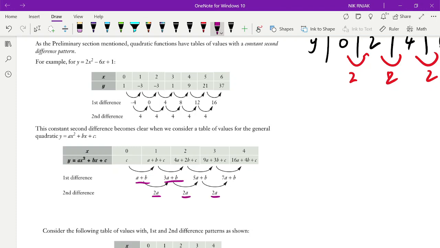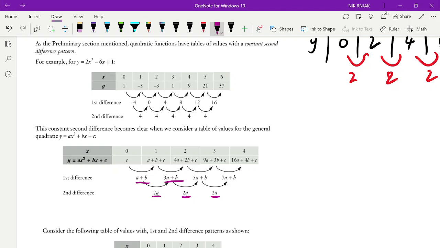And that's really important because what it means is that whatever the second difference is, we know we can equate that to 2a. So 2a is equal to the second difference.